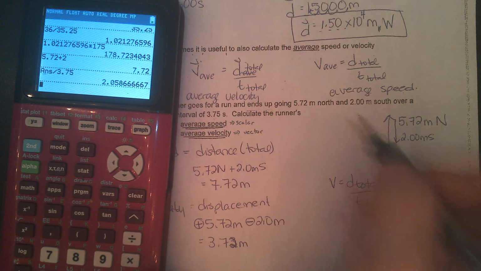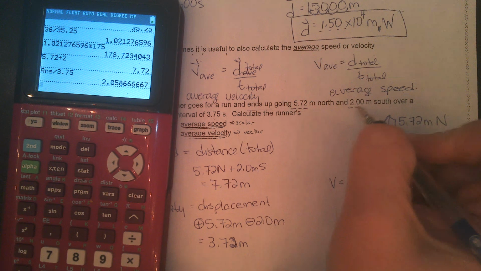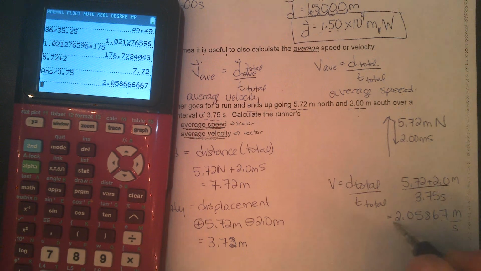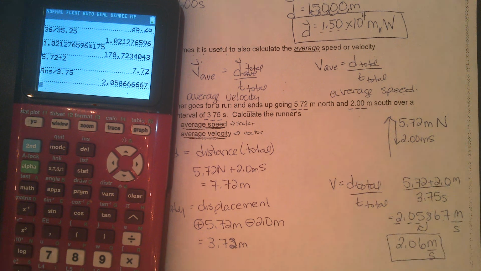When I look back at the original question, I have 1, 2, 3, 1, 2, 3, and 1, 2, 3. So my answer can only have 3. This 8 will play a factor. 2.06 meters per second is the speed that this runner traveled at.